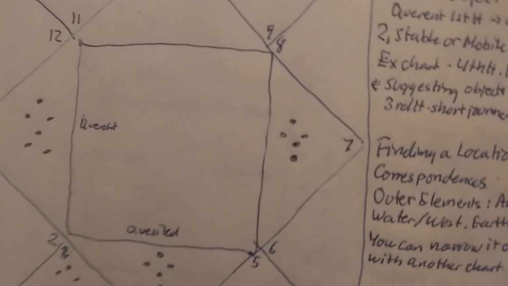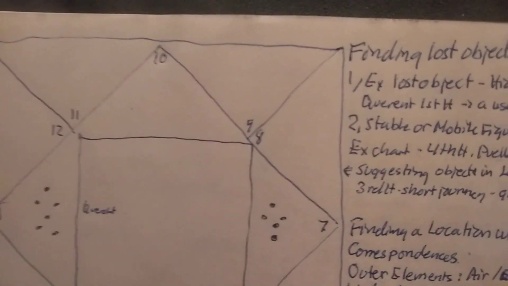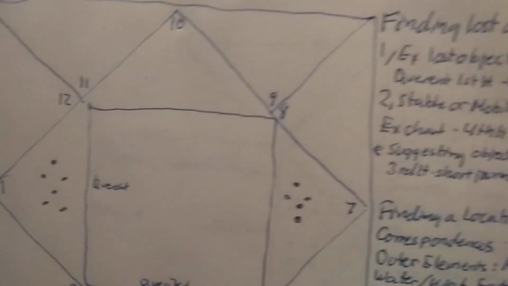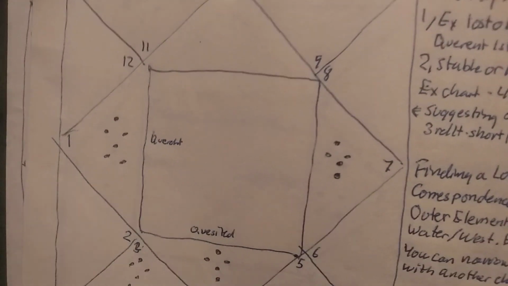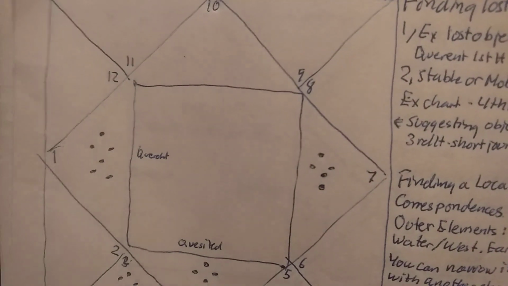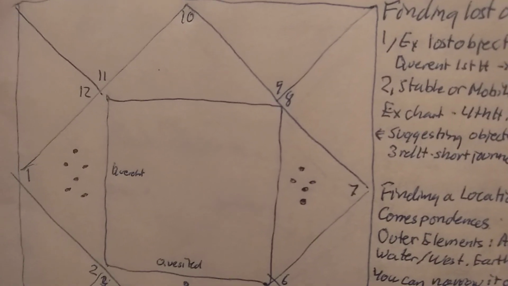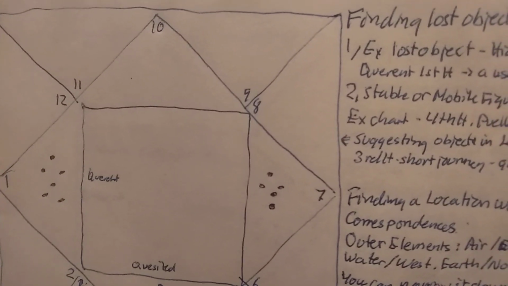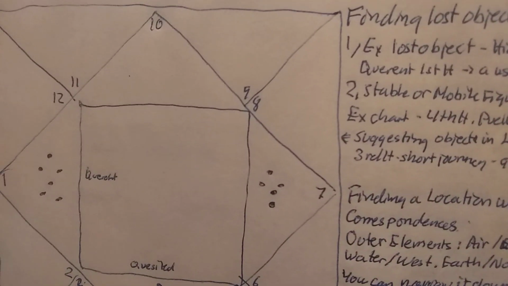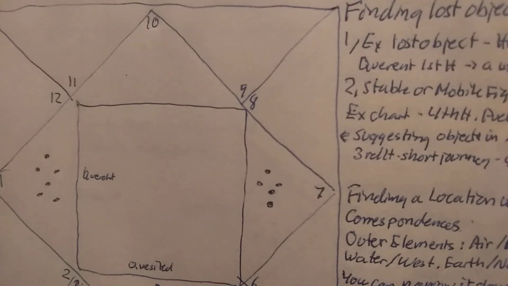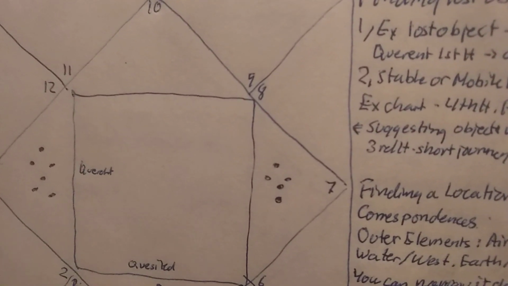And then we go into finding lost objects or other locations if something is lost. Let's say we take hidden in the 4th house. The querent and the quesited are in the 4th house. Is it a stable or mobile figure? Stable in the 4th house means it will be found, and mobile means it is not meant to be found.